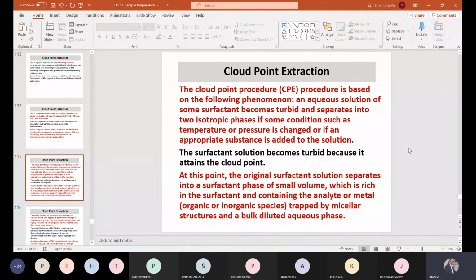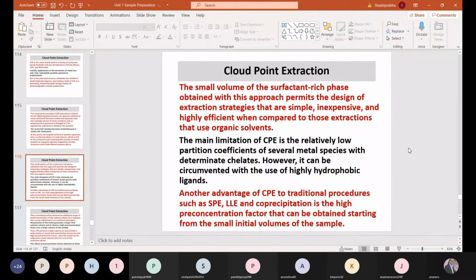So basically it forms a micelle. जो cloud हो जाता है, जो cloud बन जाता है, वो cloud किसका होता है? Micellar structures हो जाते हैं. What is micellar structure? That will come later on. अब इसके कुछ features हैं.